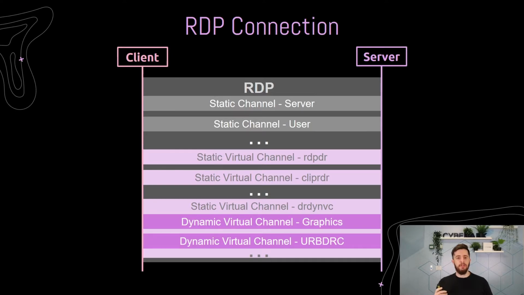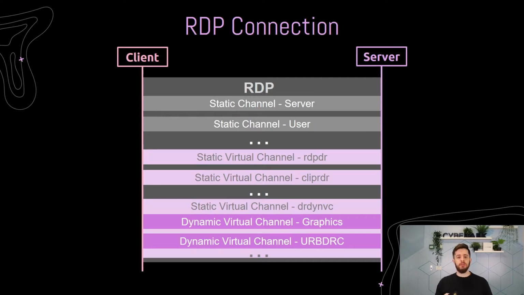Then we have virtual static channels, which are an extension to the static channels, and they are optional, meaning they are negotiated in the connection initialization phase between the client and the server. And finally, we have the dynamic virtual channels that can be created and destroyed throughout the connection lifetime upon request. And those are encapsulated inside one other static virtual channel.